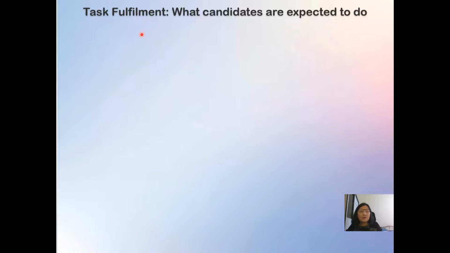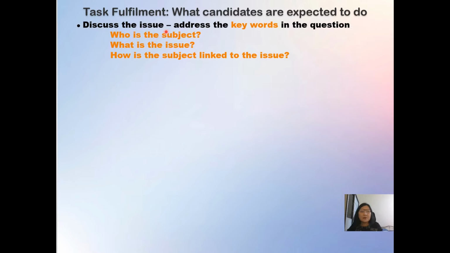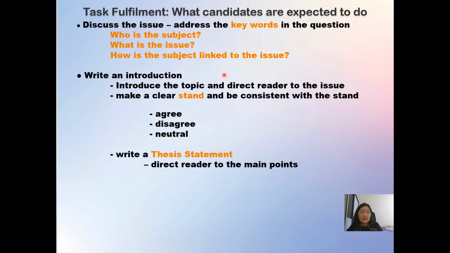Let us look at the task fulfillment first. In argumentative essay, candidates are expected to discuss the issue and address the keywords in the question. Candidates are expected to identify the following: who is the subject, what is the issue, and how is the subject linked to the issue. Candidates are also expected to write an introduction to introduce the topic and to direct the reader to the issue, then to make a clear stand and be consistent with the stand throughout the discussion. Candidates also need to write a thesis statement to direct the reader to the main points.